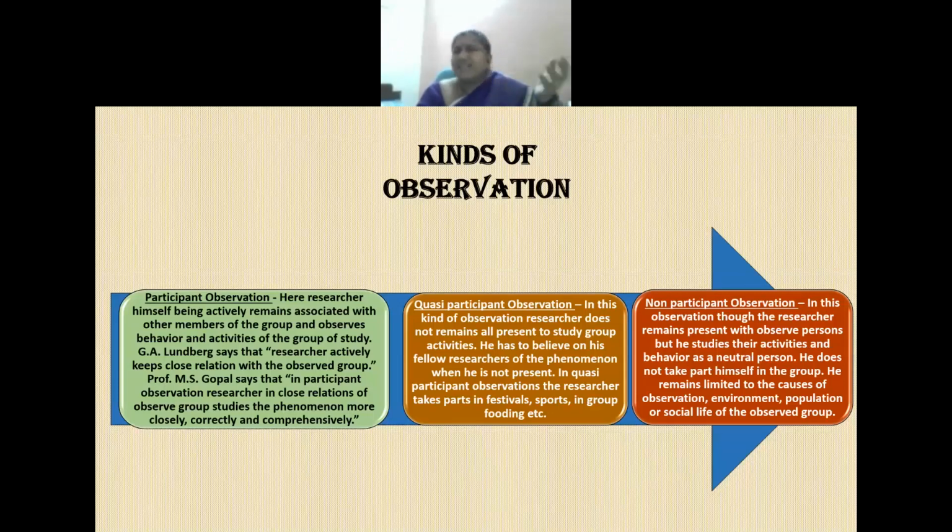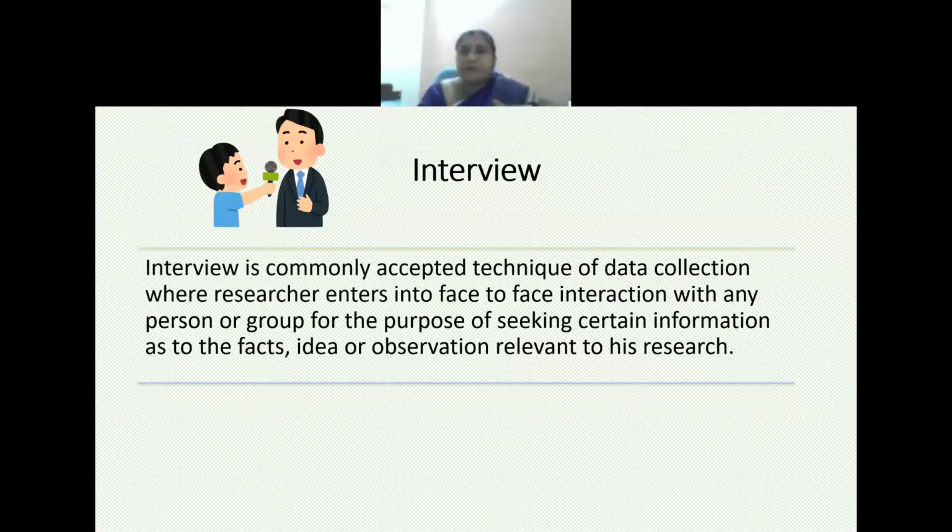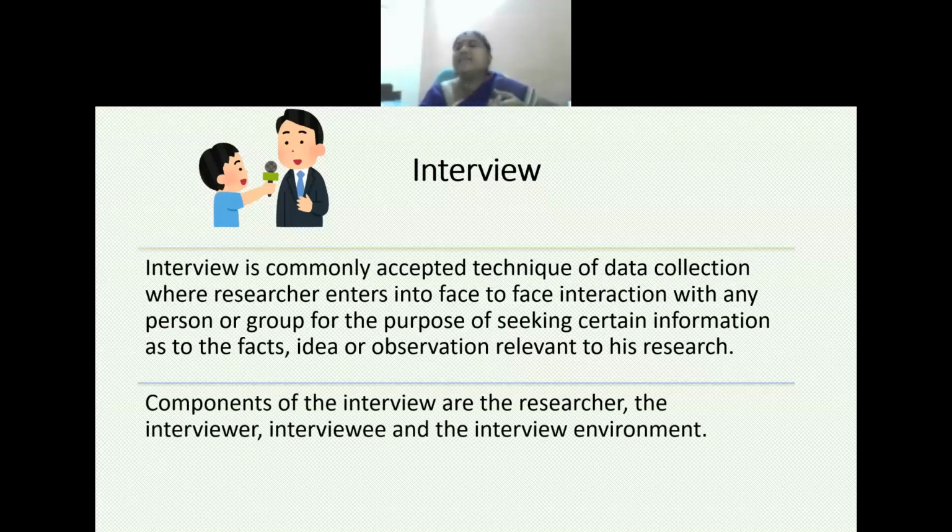And now interview. I think a very common technique, face-to-face interaction with any person or group for the purpose of seeking certain information. The components of this are the researcher, the interviewer, the interviewee, and the interview environment. So the researcher is the interviewer, the interviewee is on the opposite side, and then the interview environment. Yes, interview is also a very good technique because we go to people and ask directly. For example, an illiterate person, if you send a mail and all, nobody will know. Even computer literacy, they might not have even if they are literate. So in that case, you go to them and talk.